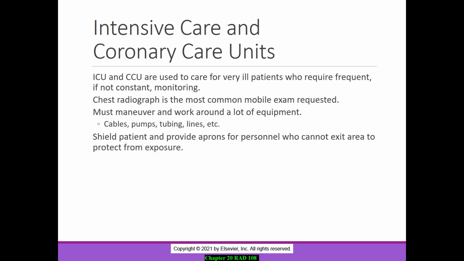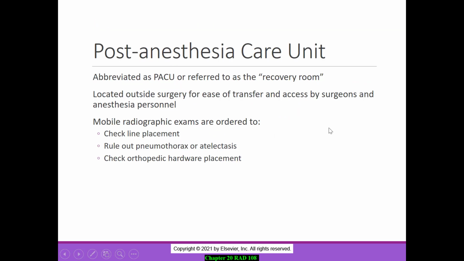So you really got to be familiar with the devices and moving those devices out of the way. The most common radiograph that you're going to do up there are chest radiographs. You're going to take the portable exam up and do an AP chest, and then just maneuver around that type of equipment. You can try to shield your patient and provide aprons for anyone who's in there helping you to assist in that situation. We also have a room called PACU.